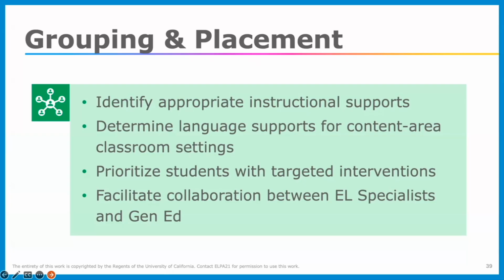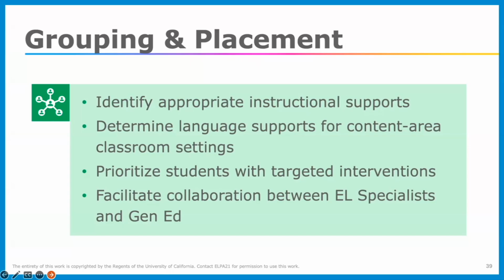Another important use of the data is to help us prioritize students for targeted interventions. Not all English learners need the same level of support. Students who are not making expected progress or whose scores remain stagnant may need more intensive or individualized interventions. And the ELPA21 data helps us focus our resources on students who are furthest from proficiency or who are at risk of long-term EL status.